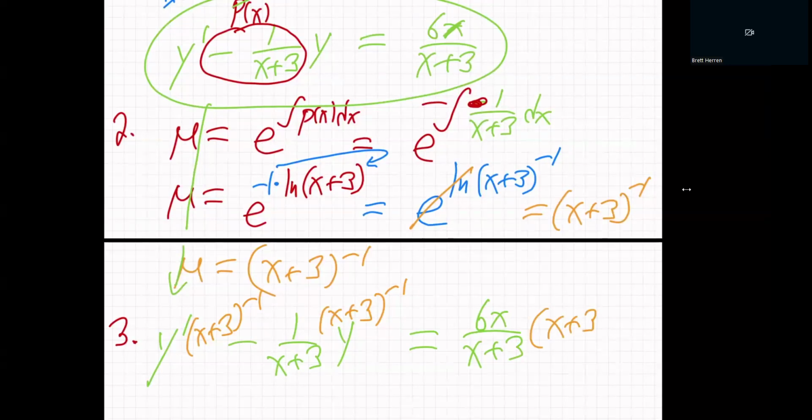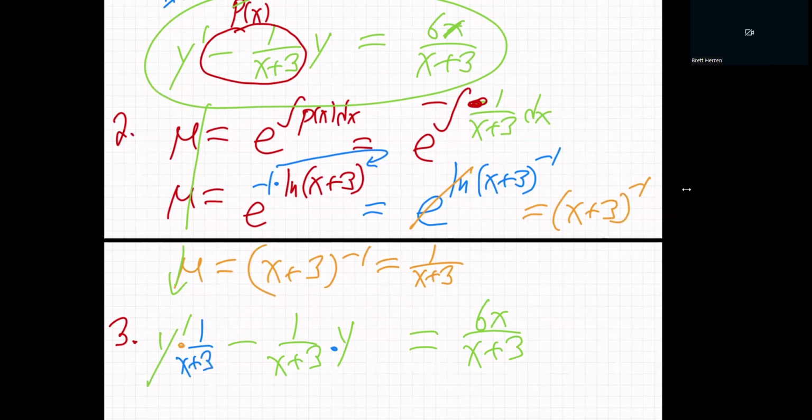In fact, actually, let's just write that as 1 over x plus 3. That'll be easier. That's equal to 1 over x plus 3, the minus 1 power. So let's multiply carefully here: 1 over x plus 3 times each term. So you multiply through by that mu integrating factor.